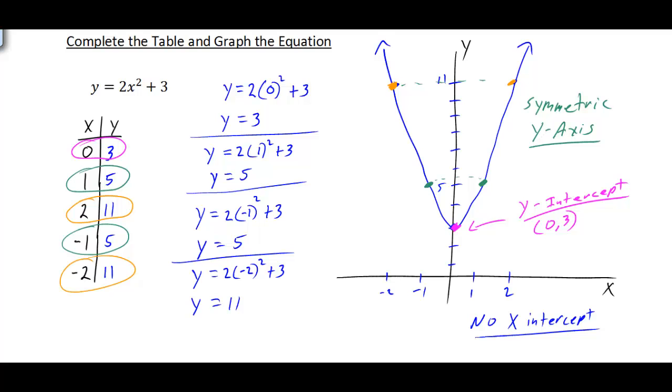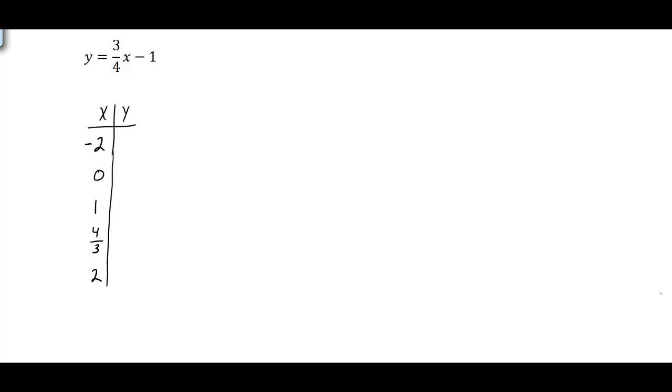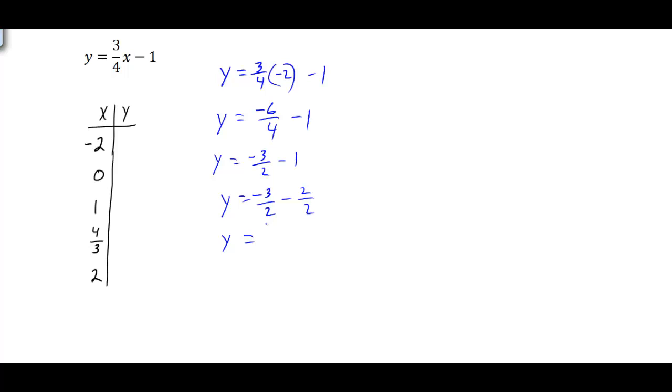All right, if we look at our next example, we have y equals 3/4 x minus 1. And again, we have a table that we want to complete. So we could simply plug in the values, and we could go y equals 3/4 times negative 2 minus 1. And here we would multiply 3/4 times negative 2 and have a negative 6/4 minus 1. At this point we could simplify, and negative 6/4 reduces to negative 3/2 minus 1. And of course we would need a common denominator, so we have negative 3/2 minus 2/2.